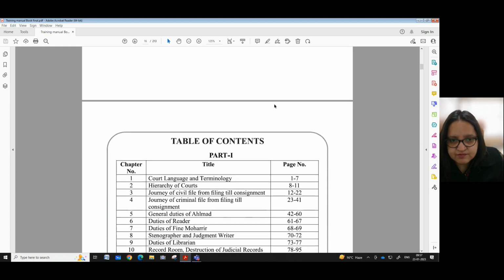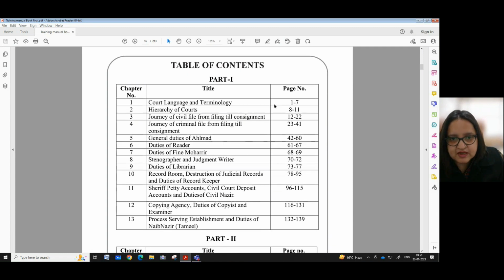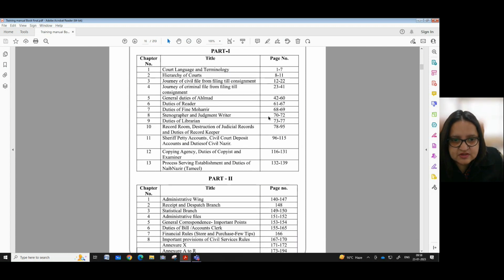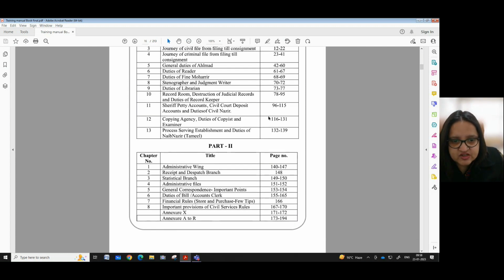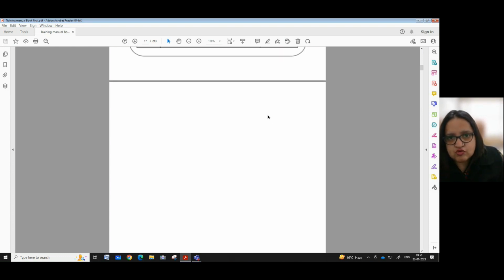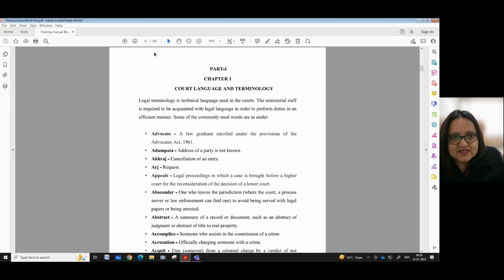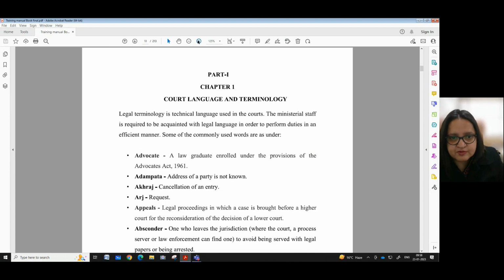Now, if we can see this entire refresher manual, according to the table of its contents, is divided in two parts, part one and part two. Part one has 13 chapters and part two has 8 chapters with annexure X and annexure A to R. With this series, we shall be trying to apprise ourselves with each and every chapter containing in these two parts. Now let's start with part one, chapter one, court language and terminology.